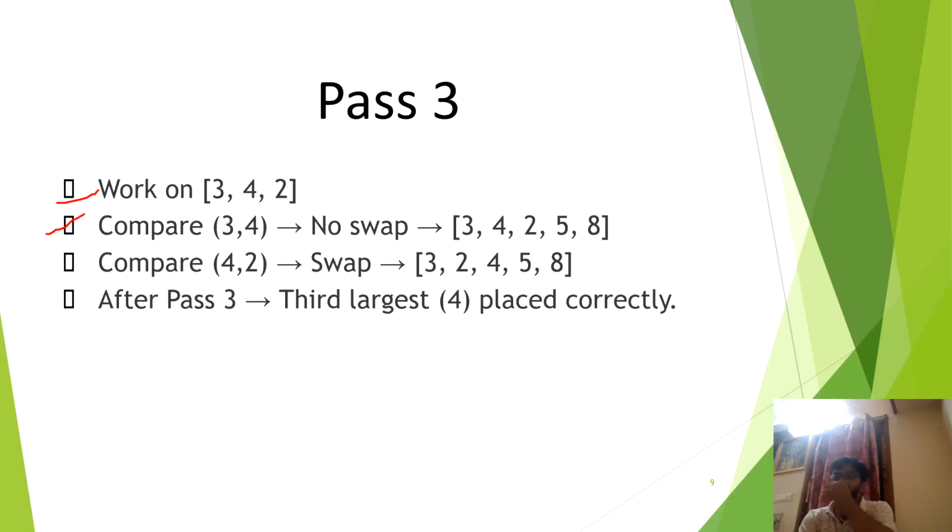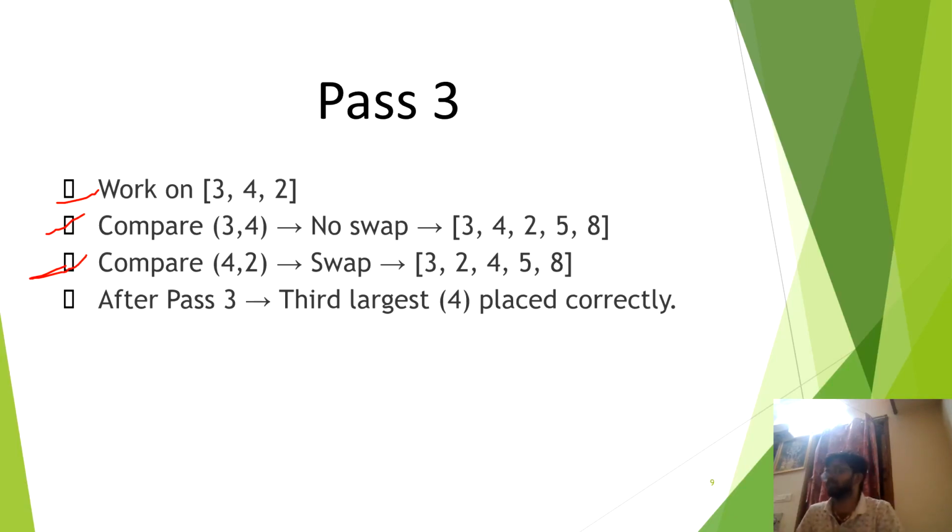In the third point, what are we going to do? You'll see the same step as before. We are just comparing 4 and 2 here. Obviously, 4 is larger than 2, so swapping is done. Once swapping is done: 3, 2, 4, 5, 8. The third point is also clear for us. As I said, the next largest element will go to the end in pass 3.